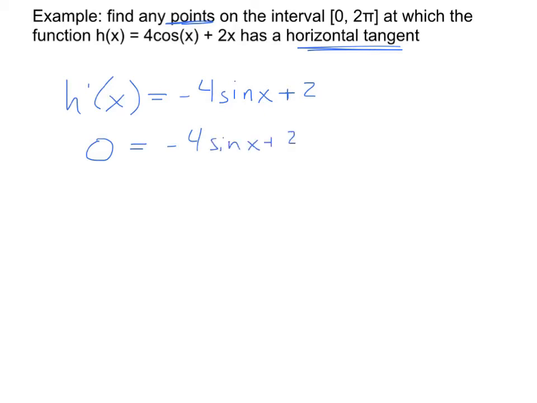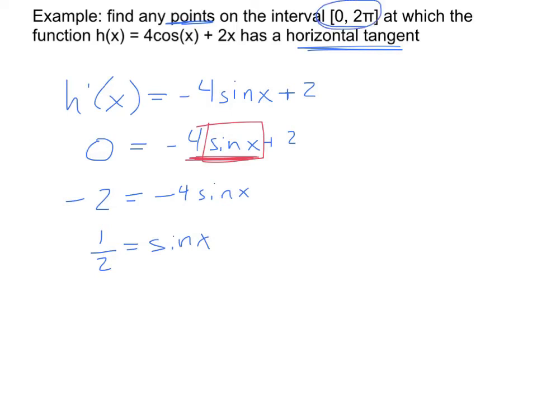Our strategy on solving any problem like this is always to basically isolate the variable portion, so isolate the sine x, and then solve from there. So I can move the 2 over. From there I can divide by negative 4 and get 1/2 equals sine x. And then from here, I need to find solutions for this on this interval. So I'm effectively now saying that x is the inverse sine of 1/2.